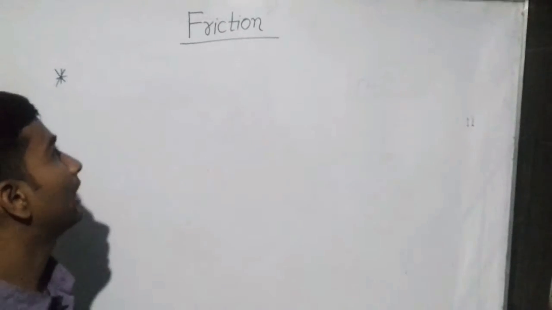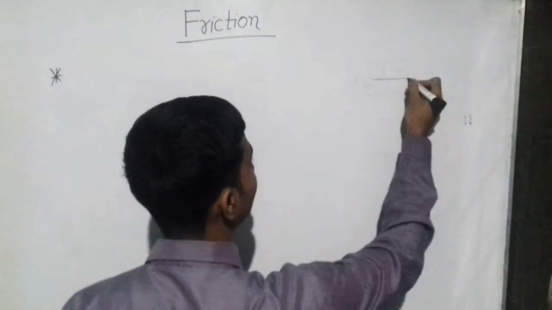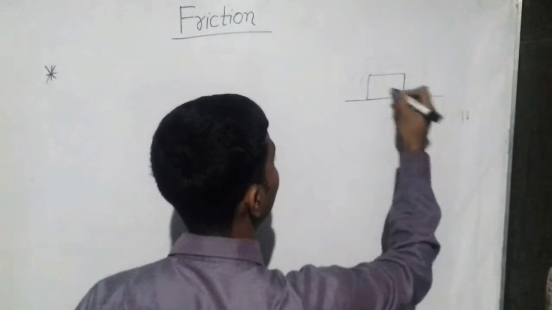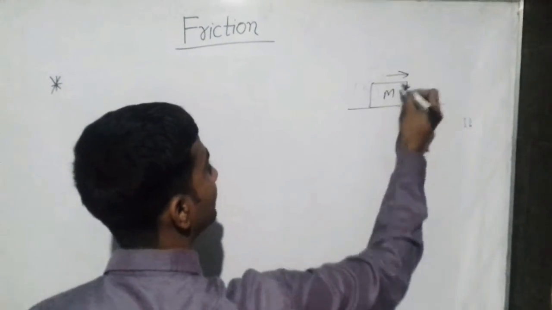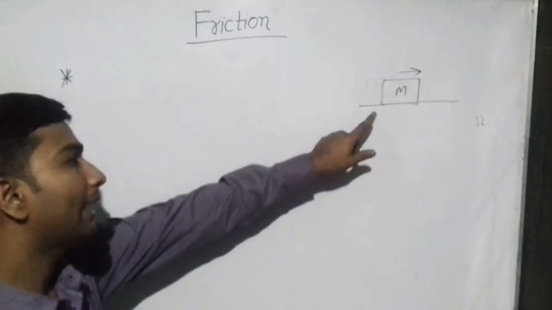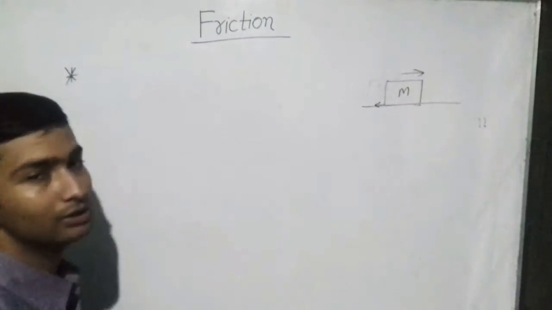So today our topic is friction. Friction is a force which opposes relative motion. Let's take a body having mass m on the ground. If we apply force in this direction, then the friction force will act on it in the opposite direction. So friction opposes relative motion.